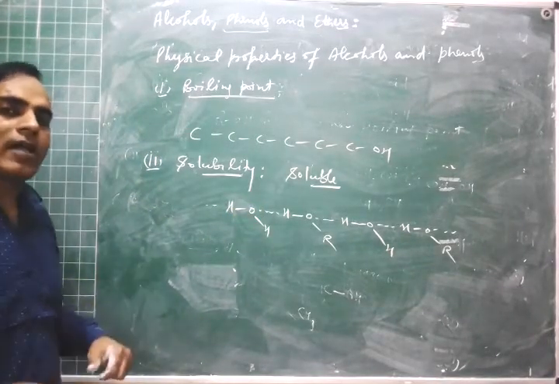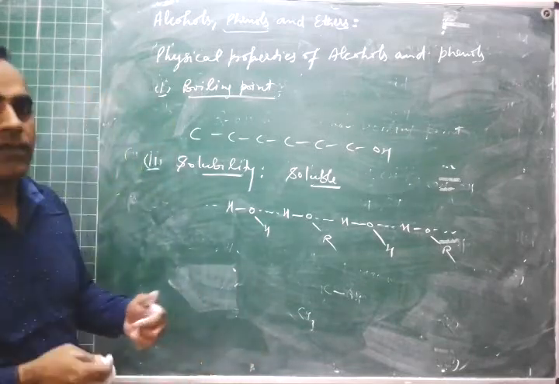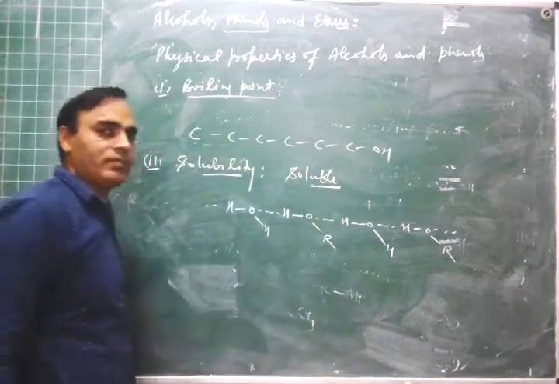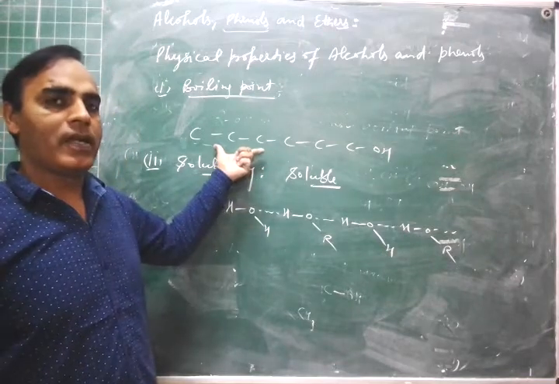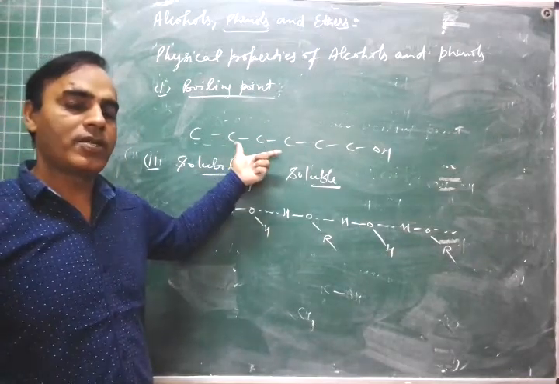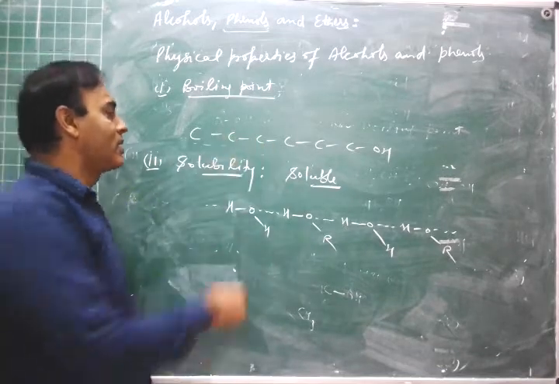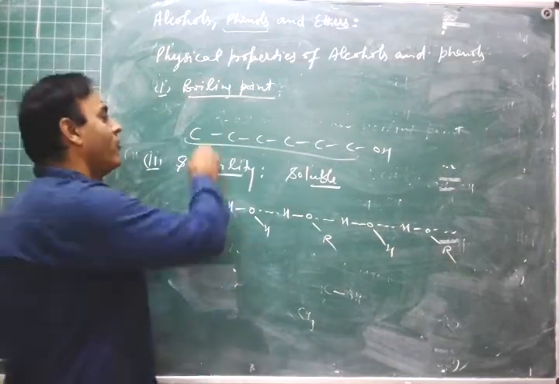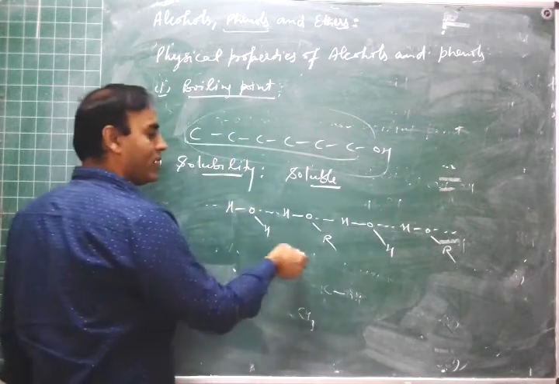Now if you talk about the higher alcohols that have a large number of carbon atoms, then they become less soluble, because as the number of carbon atoms increases, the longer chain of carbon atoms hinders the formation of hydrogen bonding with the water molecules. How? This long chain is flexible. It can move this side, it can move this side.